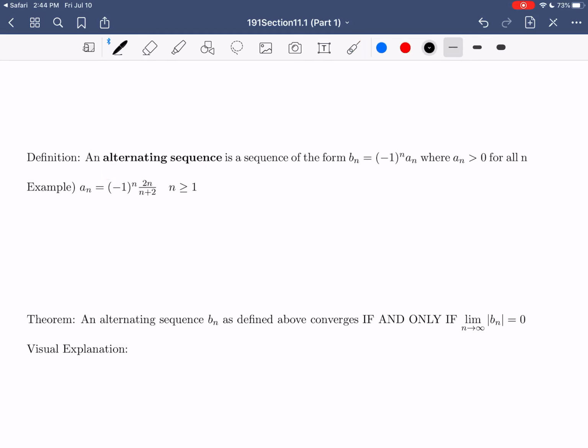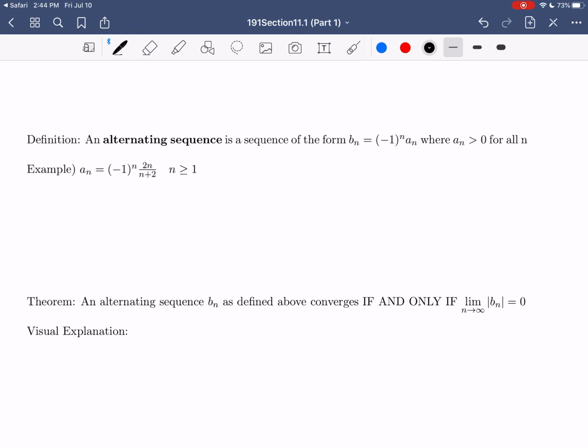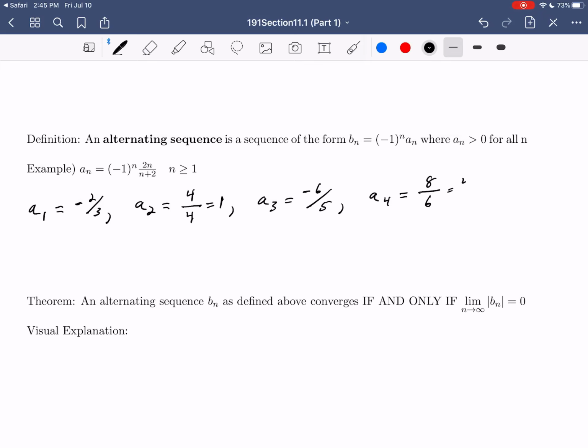Let's just look at a quick example of it before we talk about how to analyze it. So, a sub n equals (-1)^n times 2n over n plus 2. What does this look like? Well, a sub 1, if we plugged in 1, would be negative, and then you would get 2 over 3. So it would be negative 2 over 3. Then a sub 2, this component would be (-1)^2, which is going to be positive, and you would get 4 over 4, or I guess 1. Then a sub 3 would be back to this being negative, and you'd get negative 6 over 5. And then a sub 4 would be positive again, and you'd get 8 over 6, or I guess 4/3, and so on and so forth.